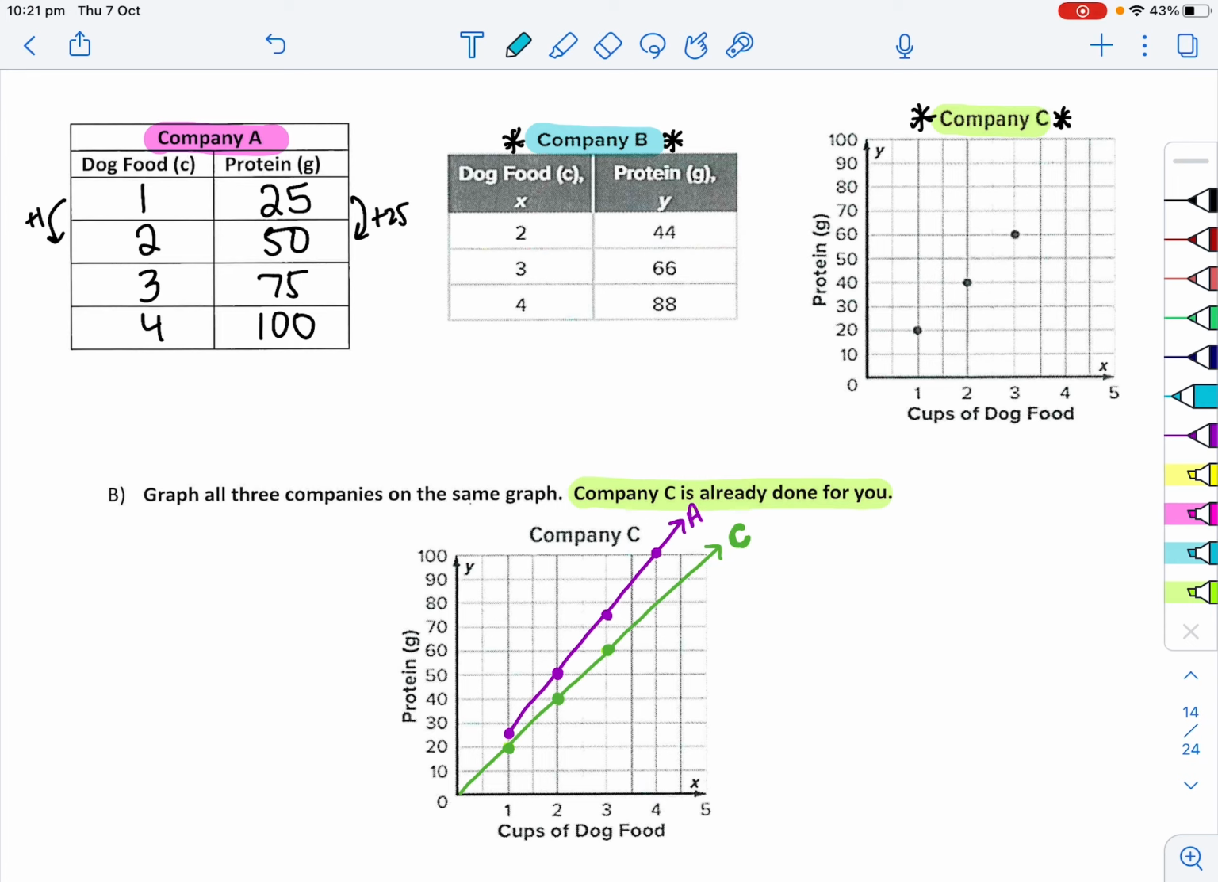Then Company B says 2 to 44. Well, 44 is in between 40 and 50. 3 is going to be 66, which is in between 60 and 70. And then 4, up at 88, is going to be in between 80 and 90. And then I've got my line here for Company B. Now these ones happen to be in order A, B, C, and that's okay. It's not purposeful. It's just how the ratios happen to work out.